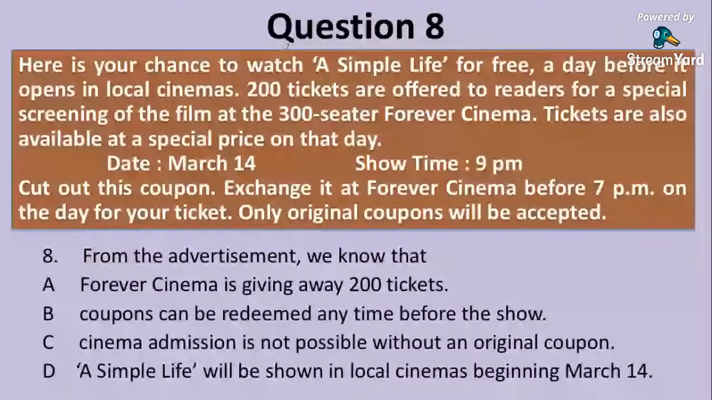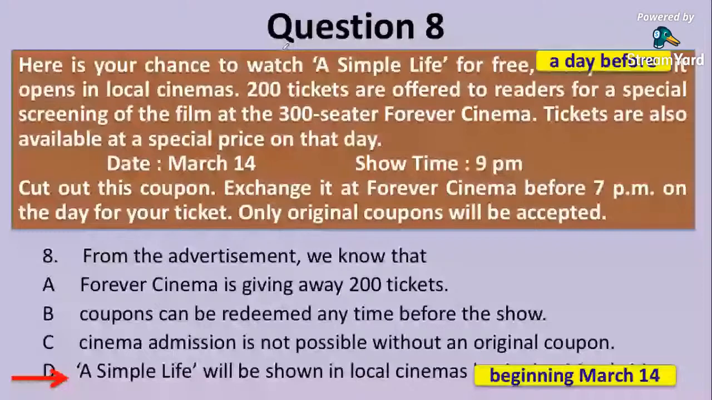A Simple Life will be shown in local cinema beginning March 14. So D is actually not the answer because here it says that this movie will come out on March 14. However, if you refer to the text, they actually say, hey, this is a special for you guys. We are opening it a day before. So meaning that A Simple Life is supposed to be on the cinema on March 15.